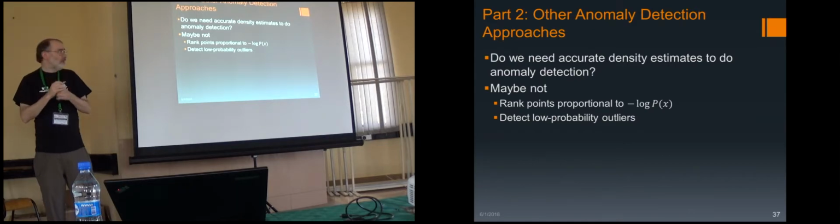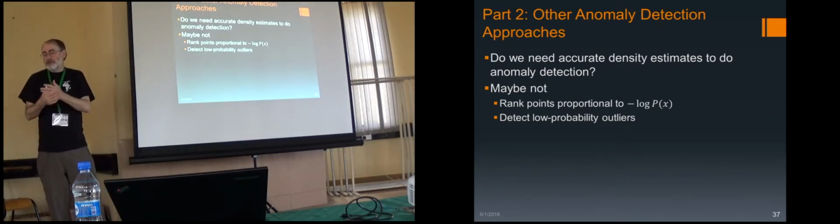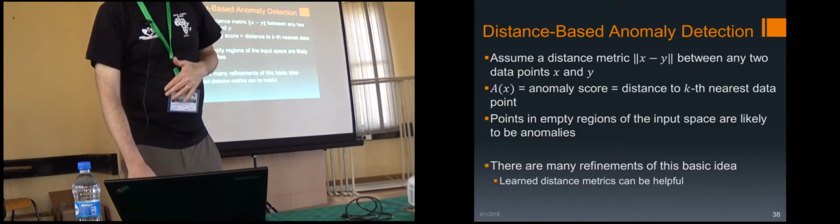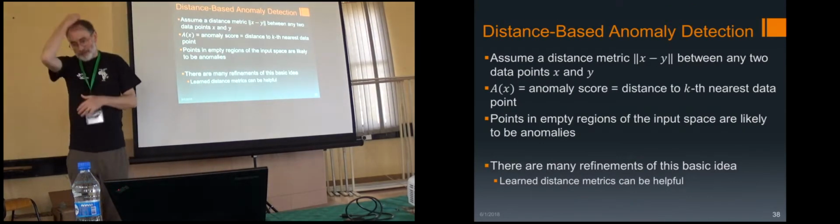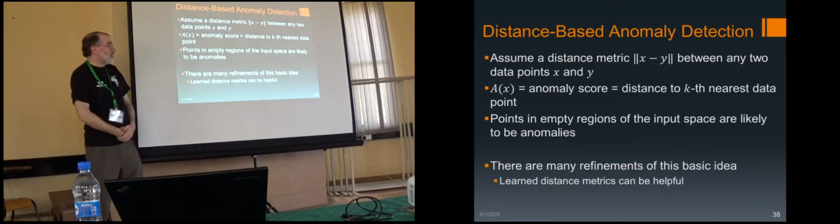So that's one idea. Another one is maybe all we need to do is really just detect the points that are, if we've got some threshold, detect all the points that are less likely than that threshold. So maybe we don't need all this complicated machinery. And so there are some very simple algorithms that actually work pretty well. One of them is nearest neighbor anomaly detection.